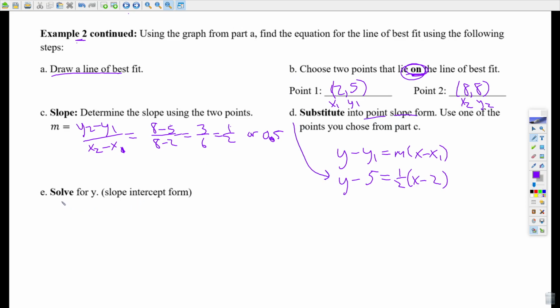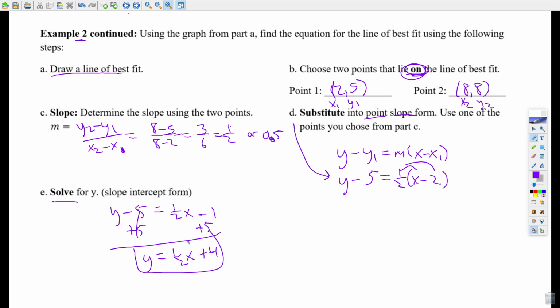But now I'm going to answer part E, which is solve this for y. So I'm going to distribute that, and I'm going to put it over here. Y minus 5 equals, distribute the 1/2, you get 1/2 x. 1/2 times -2, well, half of 2 is just 1, so it's going to be minus 1. And that part's done. Then we just add a 5. There we go. So that goes away. So in slope-intercept form, it's y equals 1/2 x plus 4.